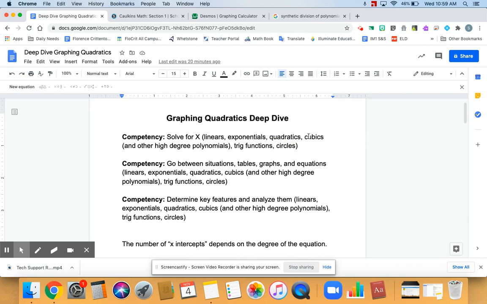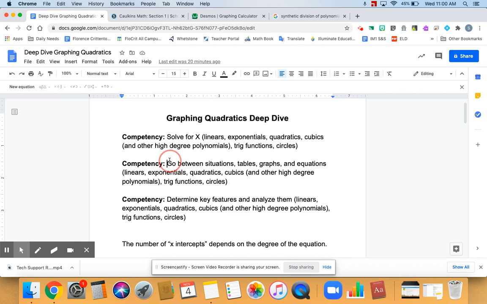A lot of year two is around solving for x with quadratics, and it's so important it comes up again in year three as well. Cubics and other higher degree polynomials will come up in year three. Trig functions are in year two. It'll be one of the next couple units, and then circles are also in year three. And so those are where you'll prove this competency.